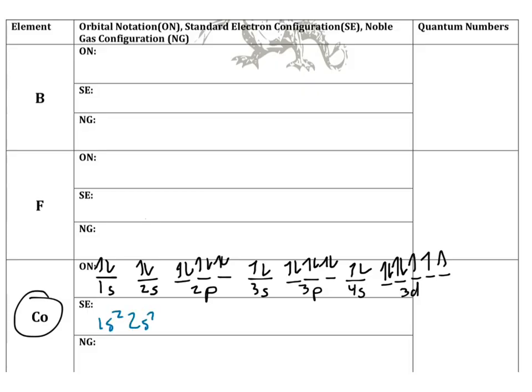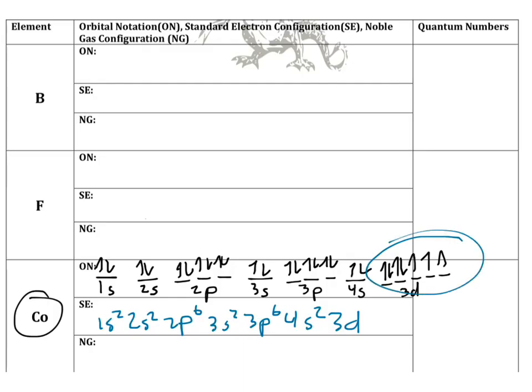All right, let's go ahead and do this one. 1s2, 2s2, 2p6, 3s2, 3p6, 4s2, and then we have 3d. Now the d's can go up to 10. You can have 10 electrons in the d orbitals. However, how many electrons are in the d orbitals in this situation? There's only 7, so it's 3d7. And so that is pretty straightforward.